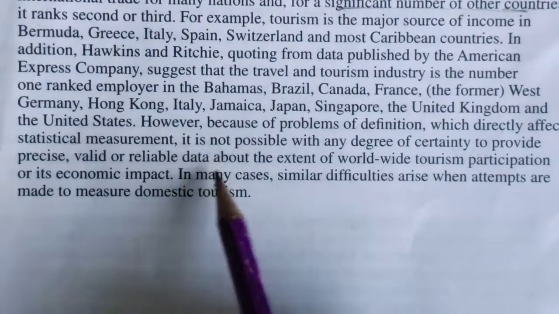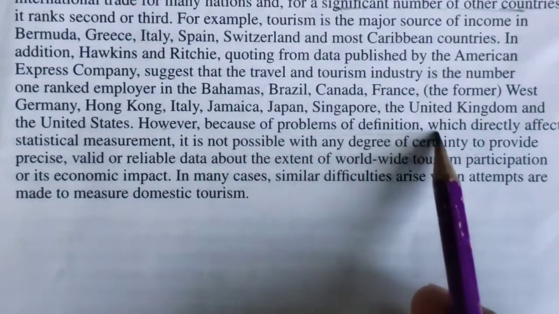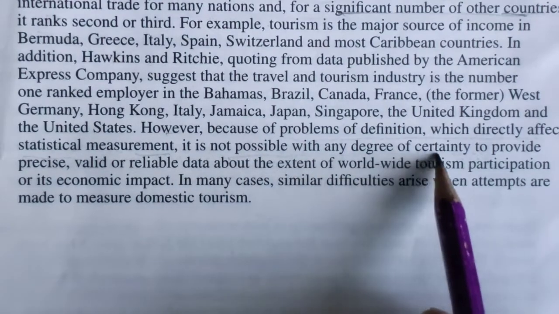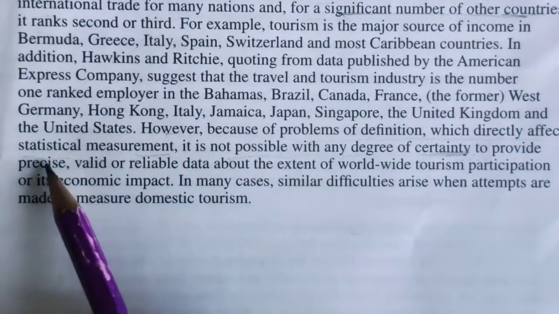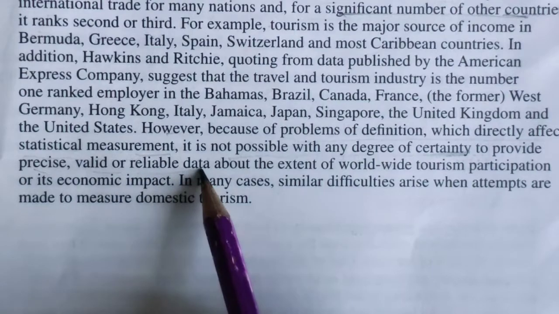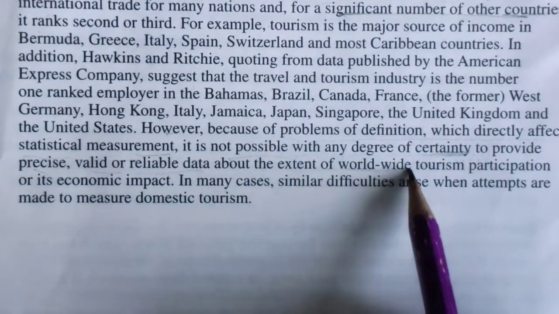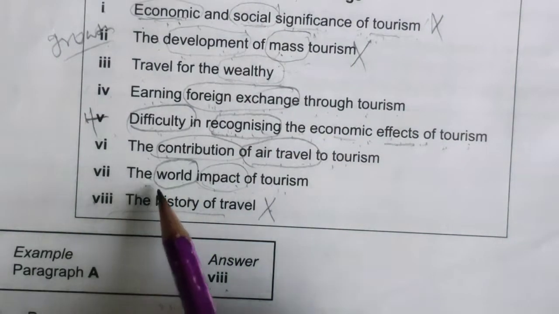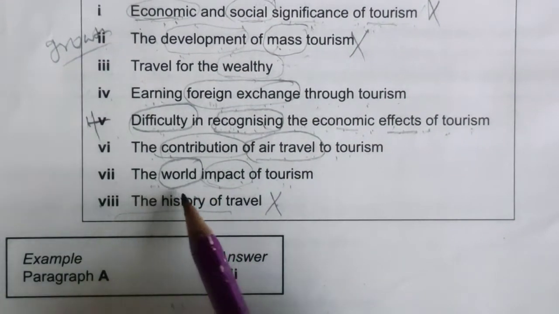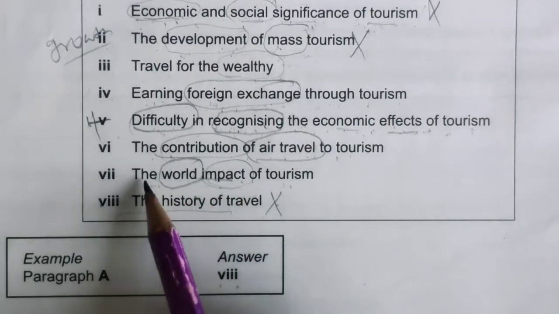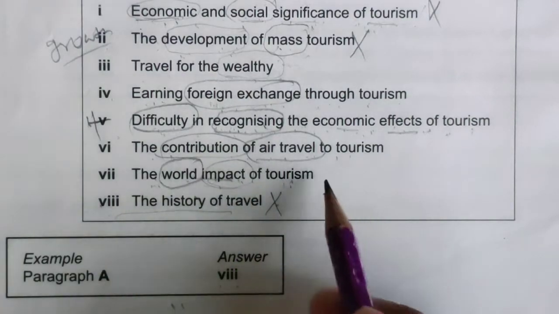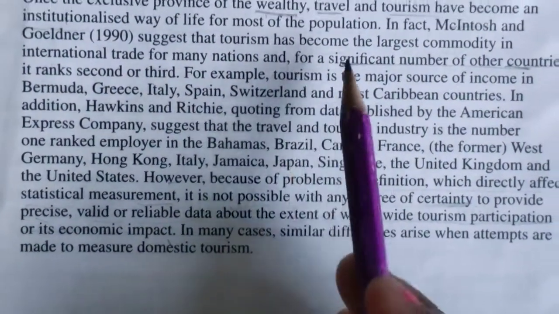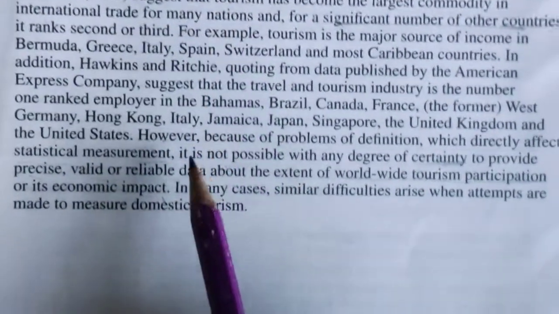But we have to find. However, because of problems of definition which directly affect statistical measurement, it is not possible with any degree of certainty to provide precise, valid or reliable data about the extent of worldwide tourism participation or economic impact. So the economic impact, the word impact of tourism, is also there. So it's clearly written over here. You can just find it from here also and here.